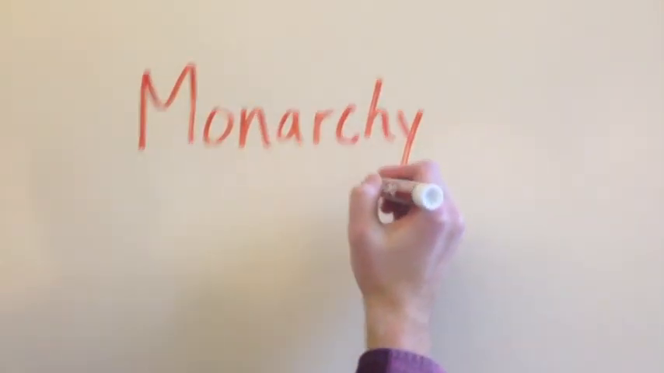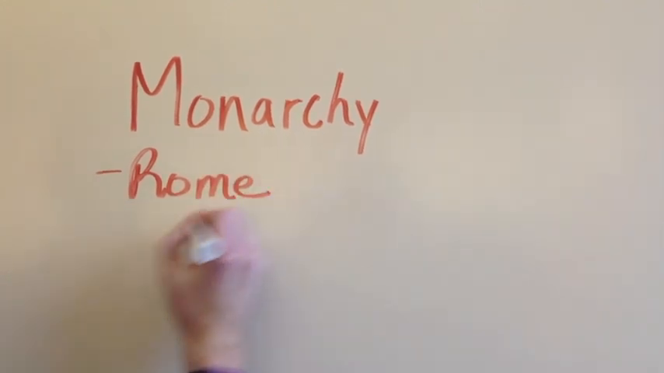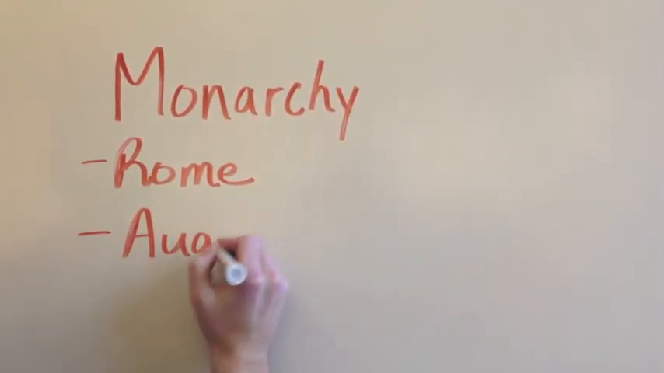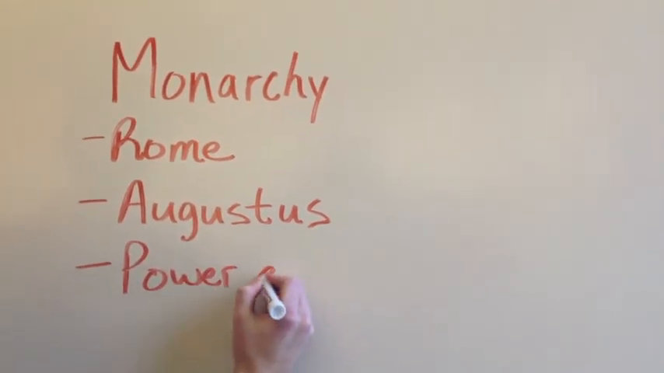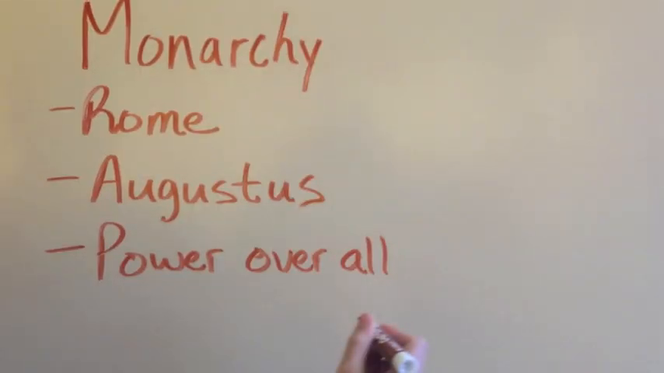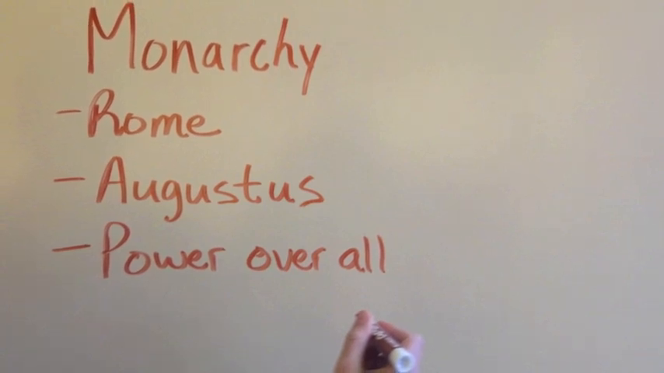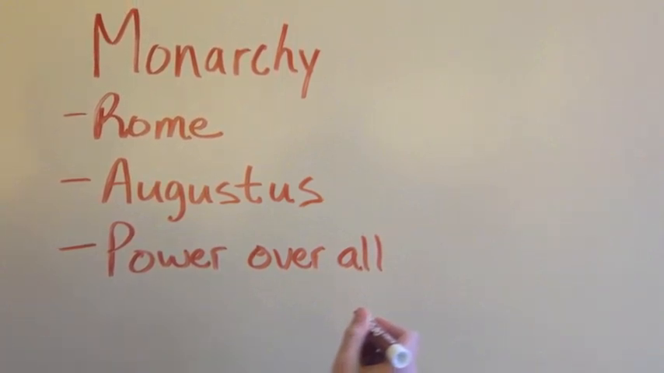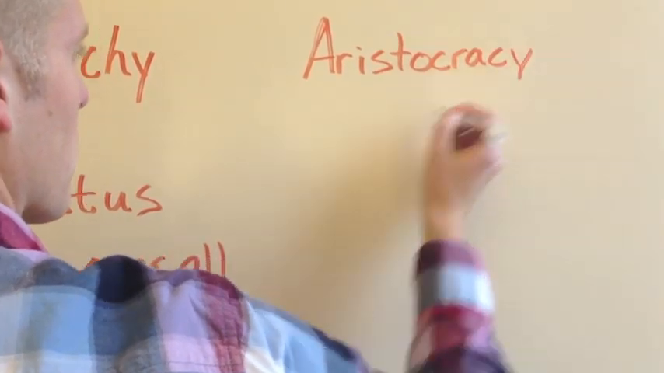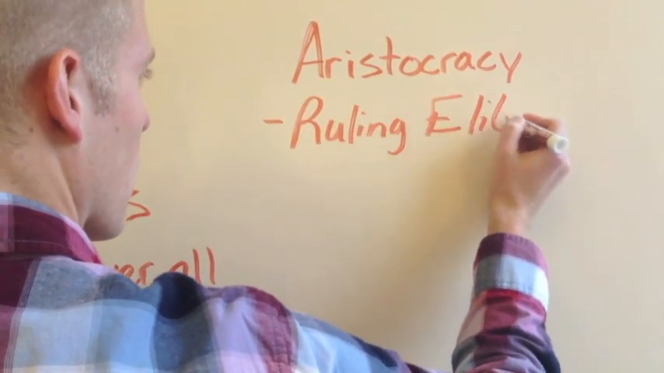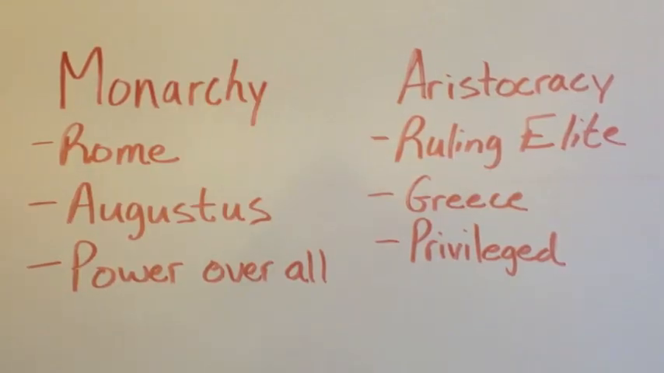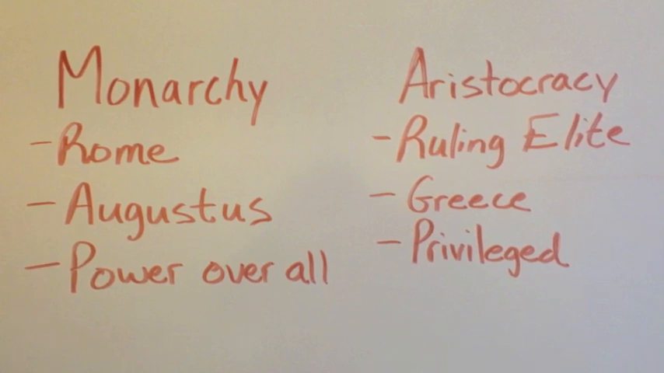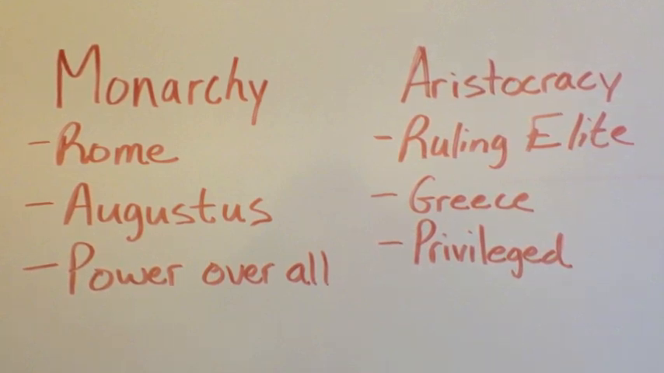Monarchy is a type of government that started in Rome. Rome was ruled by Augustus, and he held power and control over everyone. It is very rare in the world today, but can still be observed. In an aristocracy, there is a ruling elite. It started in Greece a long time ago and was led by Julius Caesar. And during this time, in Greece, the privileged held all of the power.